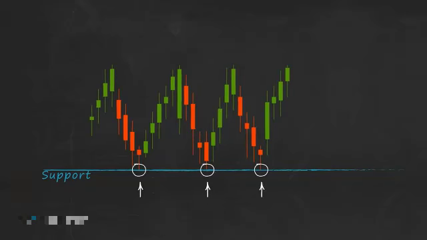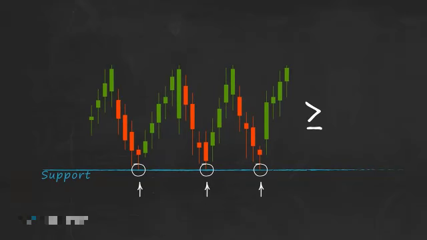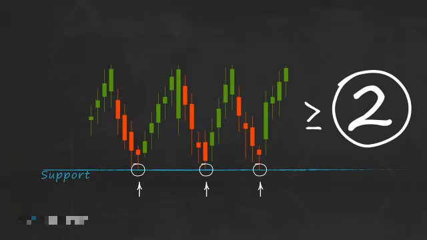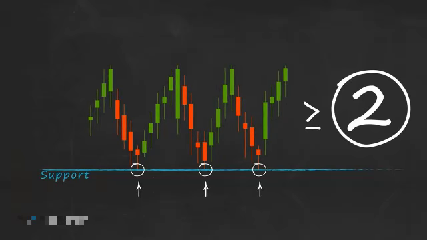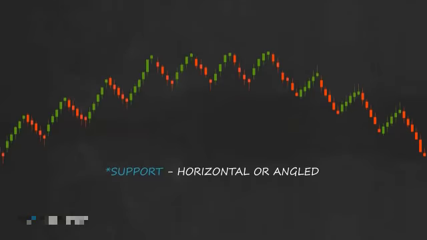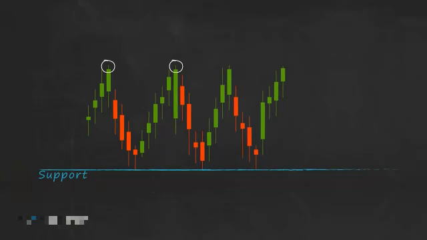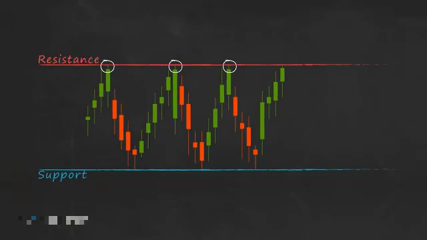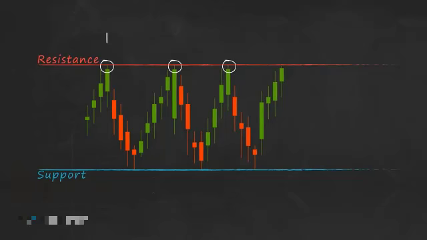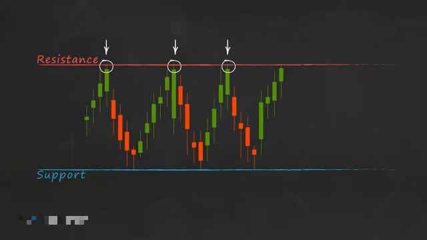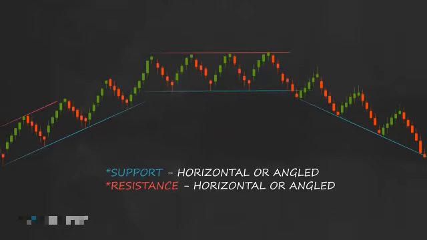By definition, the support line needs at least 2 points to be formed, but we suggest finding 3 points for a stronger indicator. The support line can be horizontal or angled. Resistance lines are effectively the same as support lines, with the marked difference that they are above the current price and act as a ceiling from which the price falls. Again, they can be horizontal or angled.